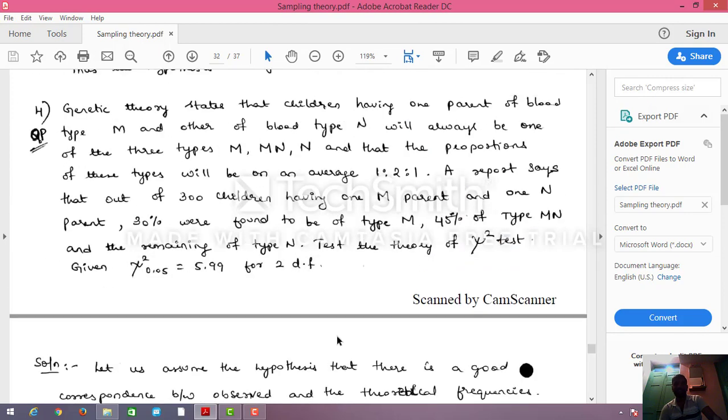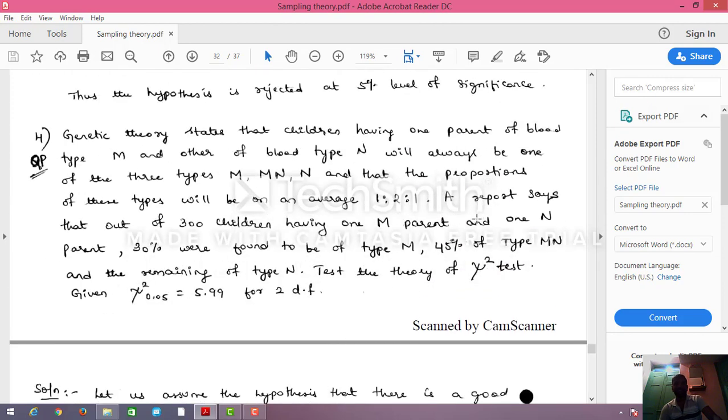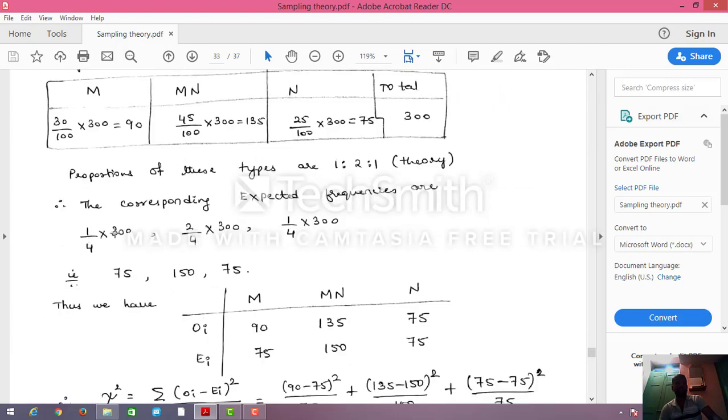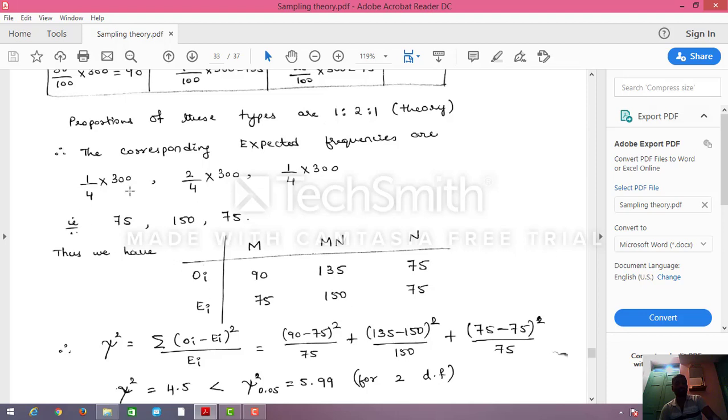They clearly specified, see here, the report says that out of 300 children having an M parent and an N parent. So here, one is the M parent, one is the N parent, and these two should be the MN parent. That's only what I have taken. One M parent means 1 by 4 into 300. One N parent means 1 by 4 into 300. MN should be 2 by 4 into 300. Now 1 by 4 into 300 is 75, 2 by 4 into 300 is 150, and 1 by 4 into 300 is 75.